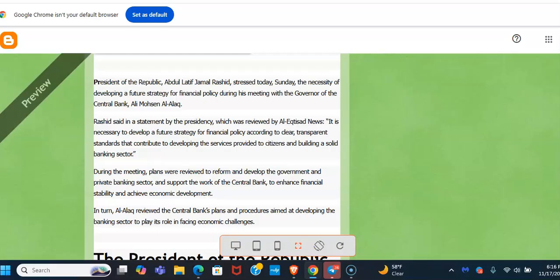So the President of Iraq stressed today, Sunday, the necessity of developing a future strategy for financial policy during his meeting with the Governor of the CBI, and there's his name, Ali Alak. So why now? I just find this very interesting when there's another call to have him removed, right? Because he's over the retirement age and whatever else they want to drum up.